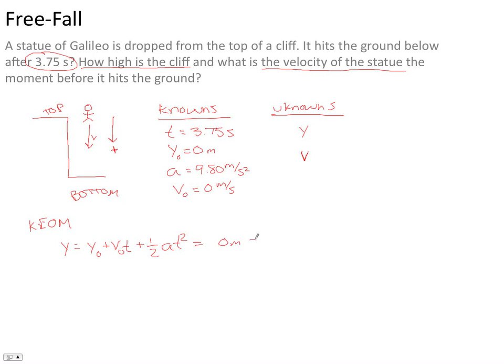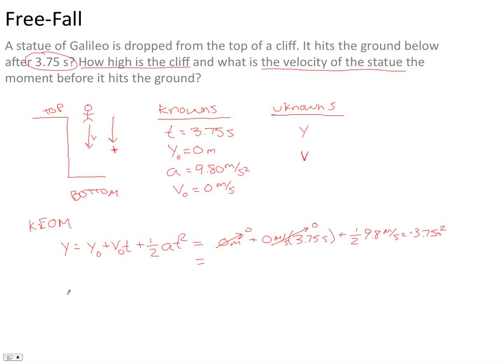Okay? So you could take everything that you know and plug it into this equation. y naught, 0 meters, plus v naught, 0 meters per second, times 3.75 seconds, which is t, plus 1/2 times 9.8 meters per second squared, times 3.75 seconds squared. So if you multiply that all out, you get your answer for y. I don't have a calculator with me right now, but it's just plug and chug from this point. Actually, these two portions of the equation are 0 because you're multiplying by 0 there.